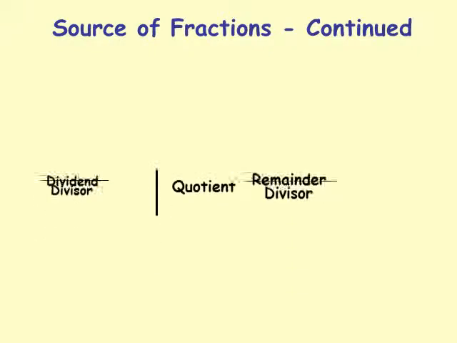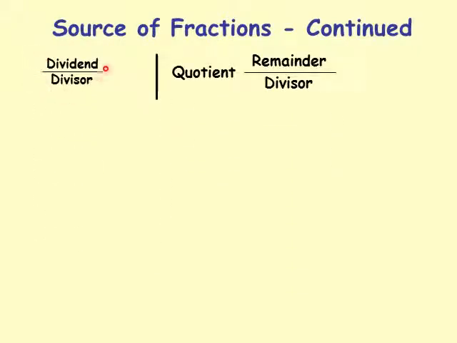Look at the sources of fractions and keep looking at it. On the previous slide we decided that there are two ways to represent a fraction. One is a dividend divided by divisor. Dividend and divisor are the terms for division, and in fractions we usually say numerator divided by the denominator. So these are interchangeable to some extent. The other way is to represent a quotient as the whole number part, and remainder divided by divisor as the proper fraction part.